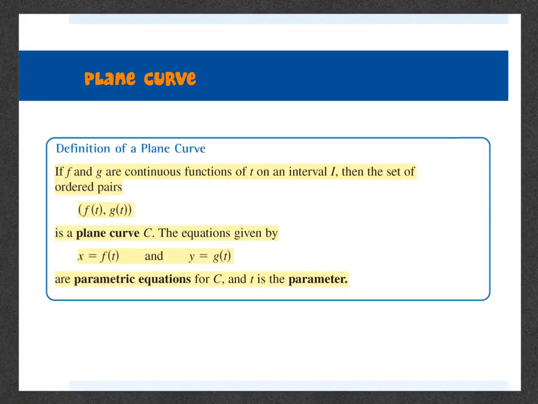All right, so this is basically what we just said in math speak. It says if f and g are continuous functions of t on an interval I, then the set of ordered pairs is f of t and g of t. So you will determine your x and y coordinates by taking the t values and plugging them in. Normally, whatever's inside the parentheses is what we plug in. We plug it into the x equation, we plug it into the y equation, and then you'll get an x and y coordinate, and those will be the points you plot.